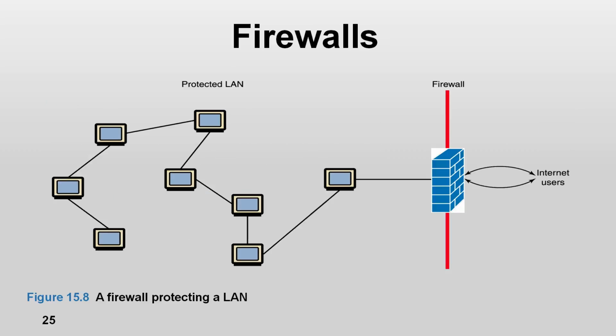In this diagram you can see a firewall sitting here that is protecting the LAN. This is the LAN, and anything the other side of the firewall is the internet in this instance, and the firewall basically checks anything that's coming in and out.